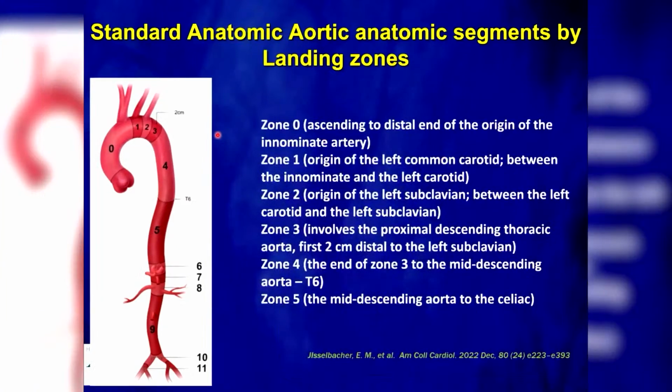The new guidelines talk about standardizing those aortic anatomical segments by looking at the landing zone. That's typically what surgeons use for planning, for example, TEVAR. Zone 0 is from the ascending aorta to the origin of the innominate artery. Zone 1 is the origin of the left common carotid. Zone 2 is the origin of the left subclavian. Zone 3 is the first 2 centimeters distal to the left subclavian. Zone 4 is from the end of zone 3 to the mid-descending aorta. And zone 5 is the remainder of the descending aorta all the way down to the iliac.